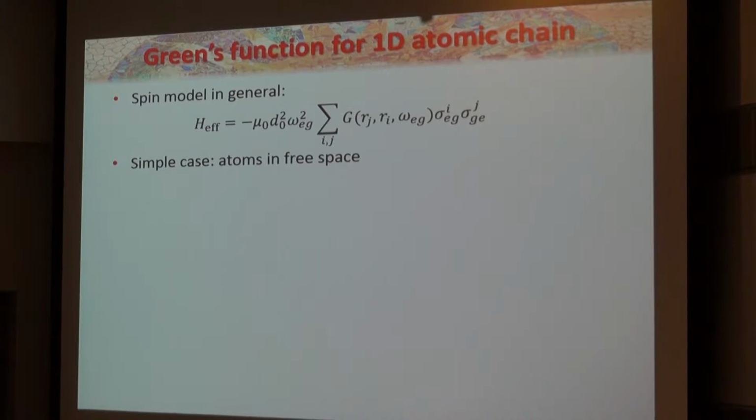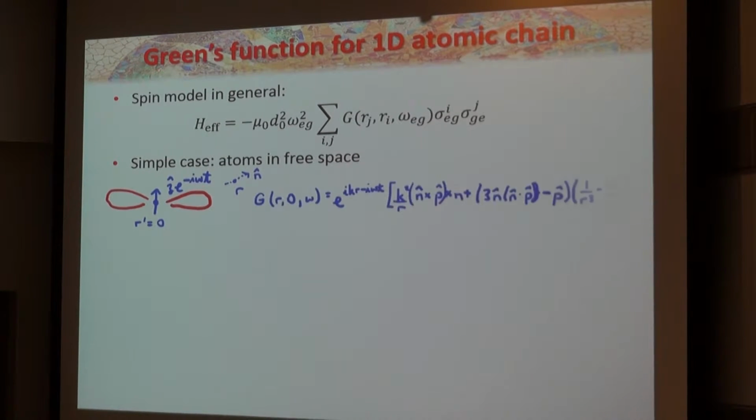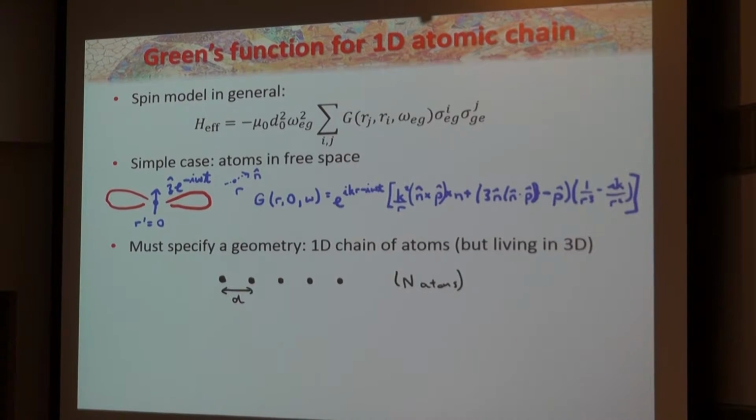OK, so here's the spin model in general. And what I want to do now is just apply it to atoms in free space. Again, the Green's function in free space is just the dipole emission pattern, which you can look up in any book. So we still have to specify a geometry.